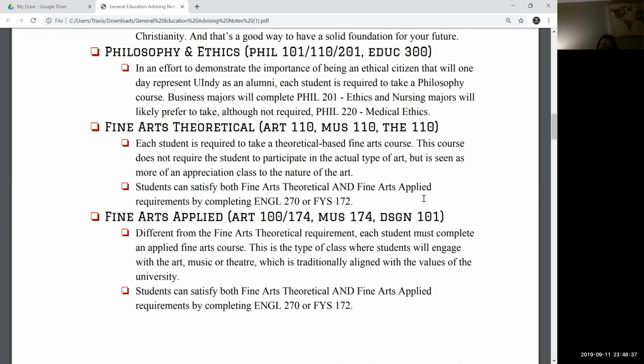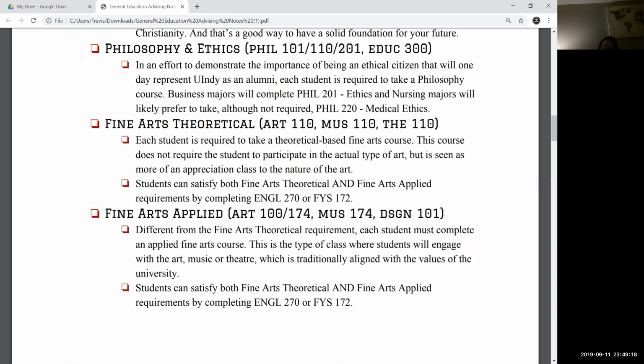So if you do FYS 172, this is kind of a quadruple counter because it fulfills two categories and the FYS. So I guess that's three, but it fulfills a lot. So FYS 172, if you haven't taken an FYS yet, you could try that. The English 270 is creative writing. That is a 3-credit class, and so sometimes that puts people away from taking that. But most of these art classes are between 0.5 and 2 credits. And so just keep in mind the theoretical means you're not actually doing the art. The applied means you are. And keep in mind also you have to do both.